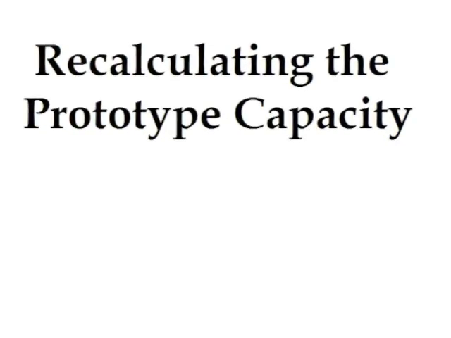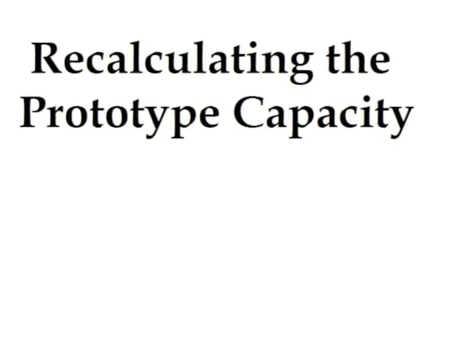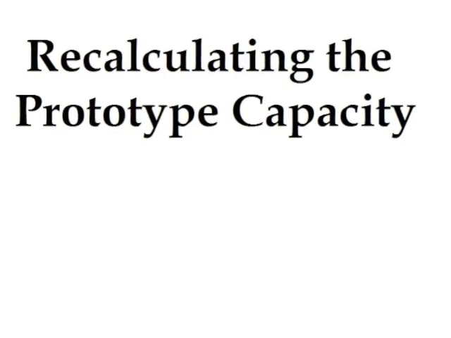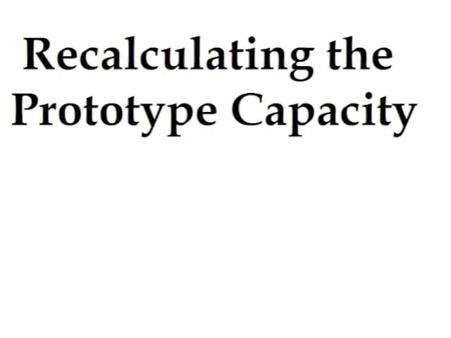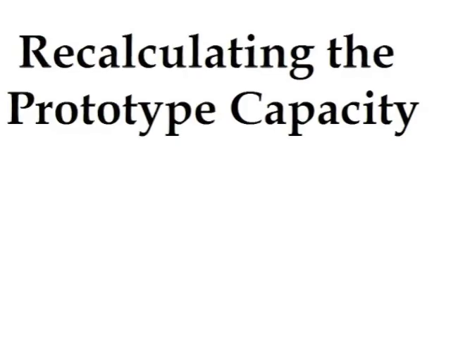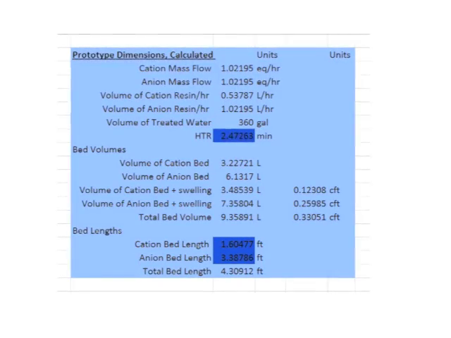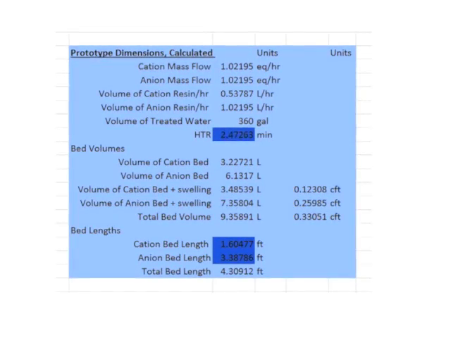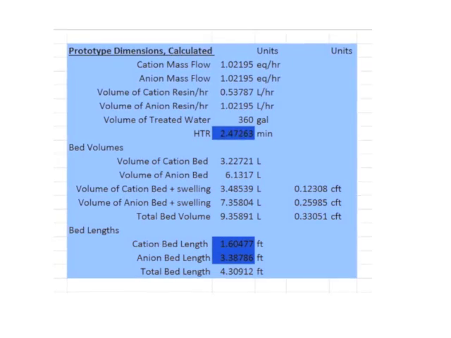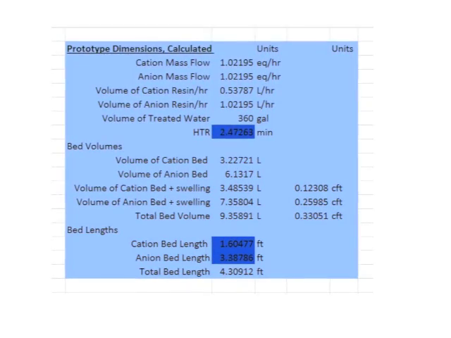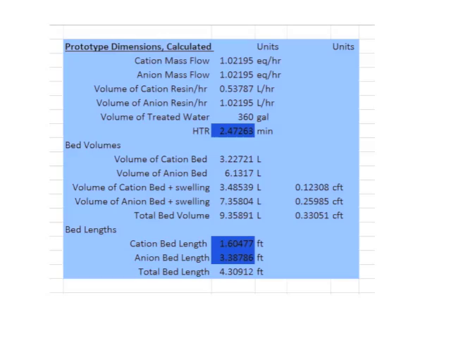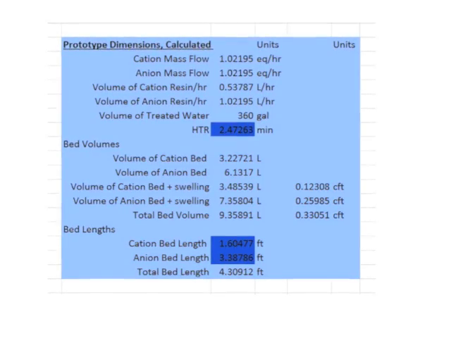Recalculating the prototype capacity. The prototype was initially sized using the capacities provided by Purolite, the concentration of ions in the feed water, the flow rate, the diameter of the column, and the design runtime. The volume of water treated was determined to be 360 gallons. Hydraulic retention time was calculated as 2.4 minutes.